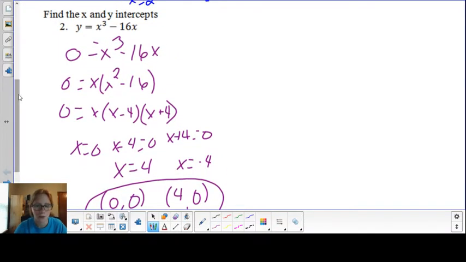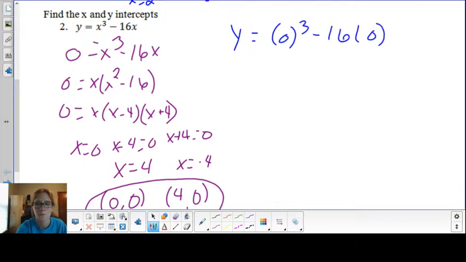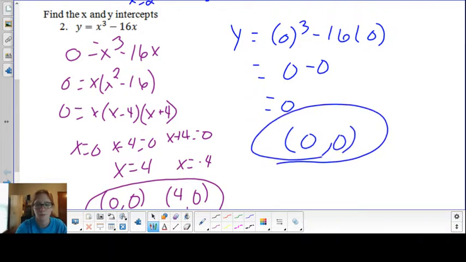To find the y-intercept, I let x be equal to 0. So I have y is equal to 0 cubed minus 16 times 0. Which gives me 0 minus 0, which is 0, so that intercept is 0, 0.